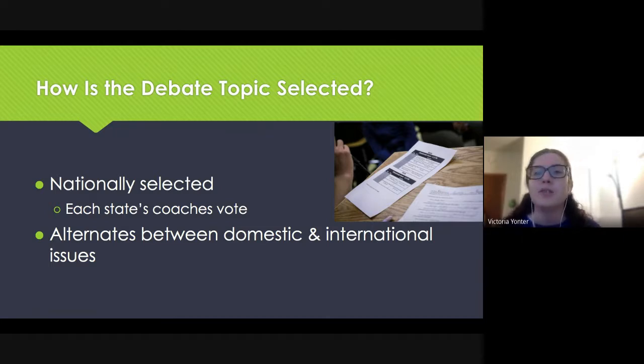These topics will alternate between domestic and international issues. You might be debating military policy of the United States, but military policy in the Middle East, as was my first topic, or this year we're talking about criminal justice reform in the United States. So these alternate to give students a depth and breadth of information and different knowledge bases they can pull from.